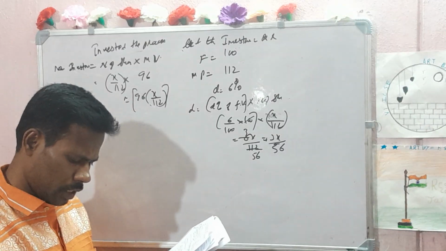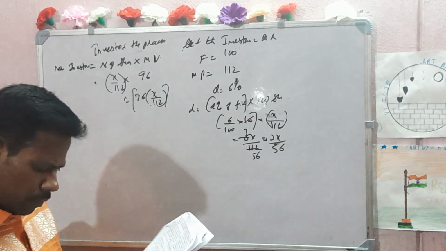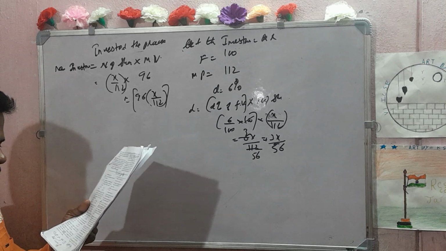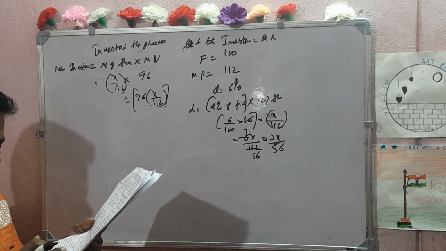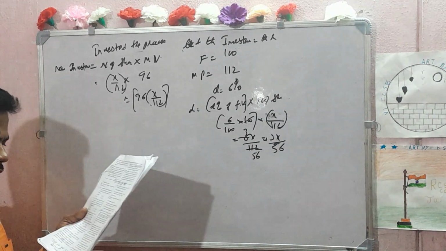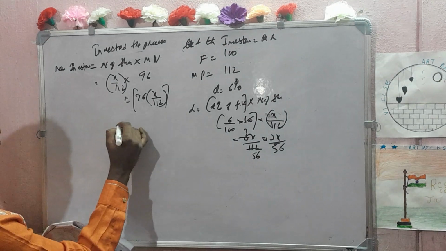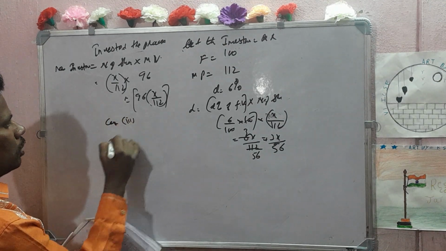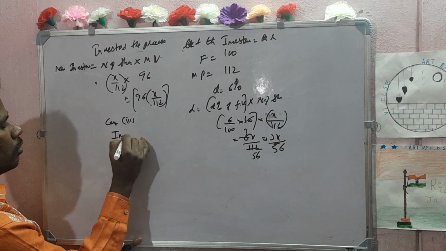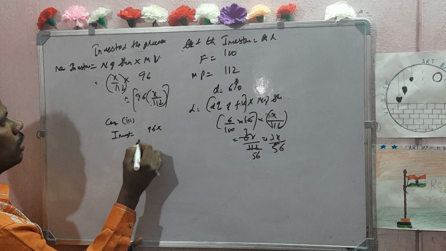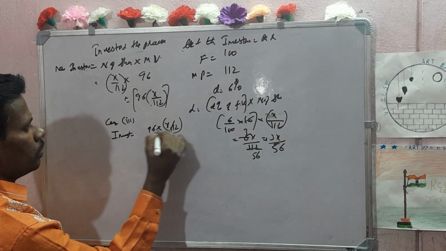Next, he sold all the shares and invested the proceeds in 10% shares. Now the dividend is 10%. Face value has changed now. Earlier it was 100, now face value is 10. He invested in 10% rupees 10 shares at rupees 8. Now case 2. So the new investment is 96 into x by 112. This is the investment.